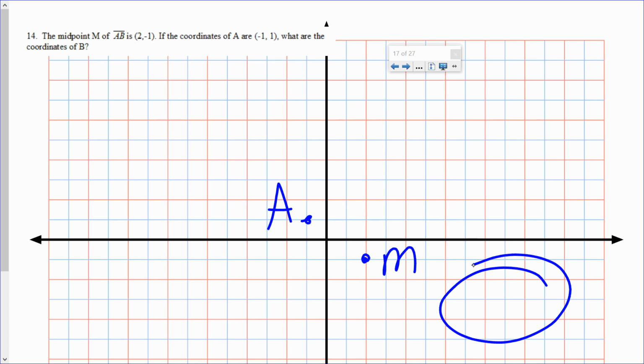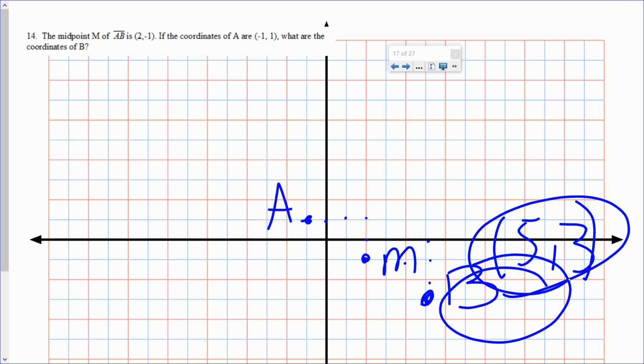So precisely where is it going to be? Well, how do I get from A to M? I would go 1, 2, 3 to the right and 2 down. So go another 1, 2, 3 to the right and 2 down. That's B. That's 5, comma 3. It looks right. It is right. That's all there is to it. You're just going to count on the graph from one endpoint to the midpoint, and then do the same thing to get to the other endpoint.